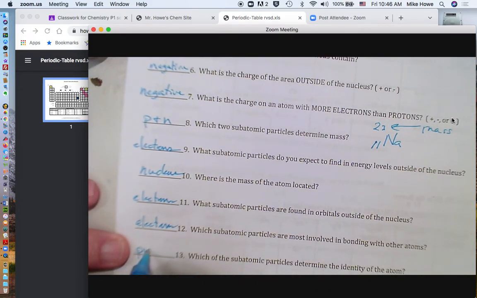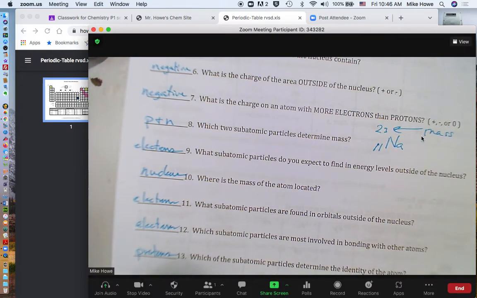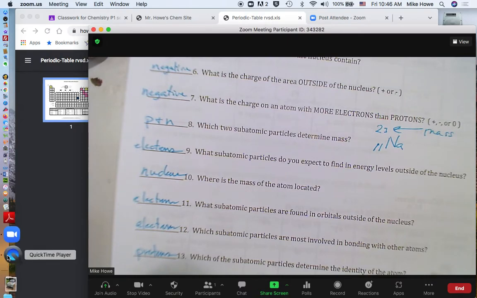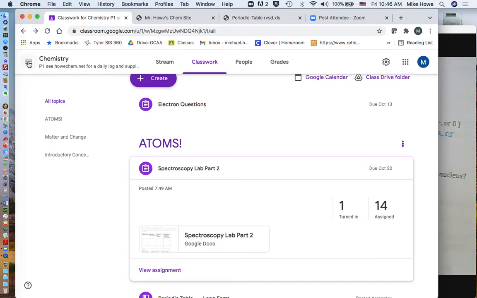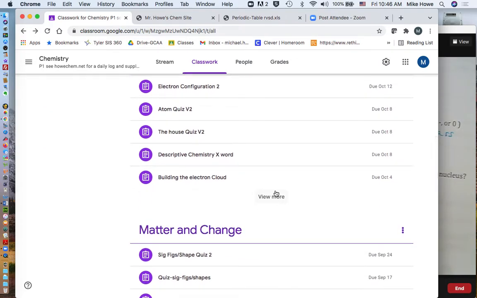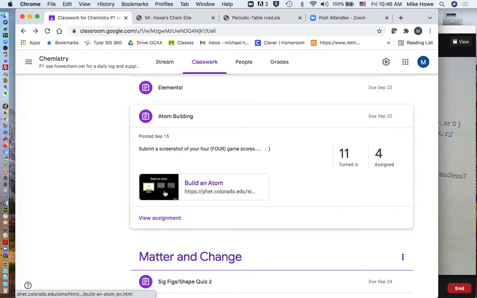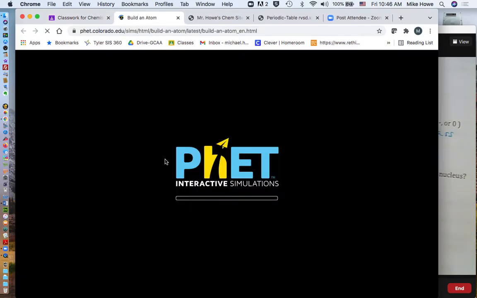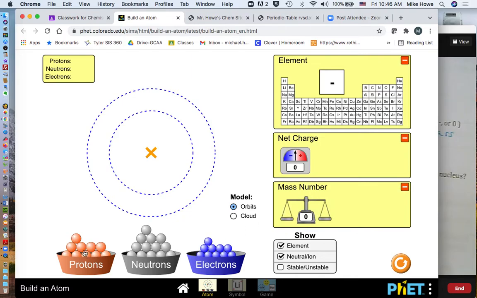Identity, we already talked about that a few minutes ago in the previous video. Identity is determined by protons. Remember back in the atom building, every time I put a proton in, the identity of the atom changed. Let me see if I could just pop that up here real quick and show you. So if I did classwork for chemistry P1 here, and go down to the atom building activity. So if you look here, when I put protons in, the identity changes.